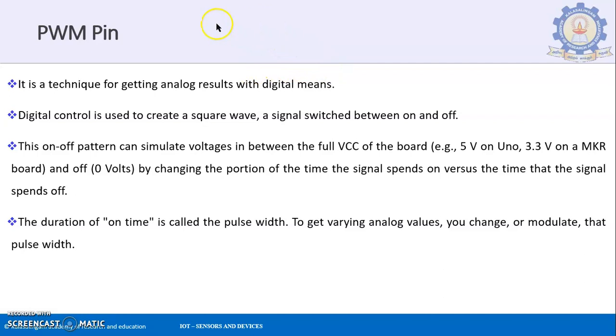The on time, that is the time that it is high, is called the pulse width. Please remember, the on time alone is called the pulse width, not the entire pulse. So to get varying analog values, you are going to change the pulse width. You know that if the total is 100, the pulse width will normally be 50.